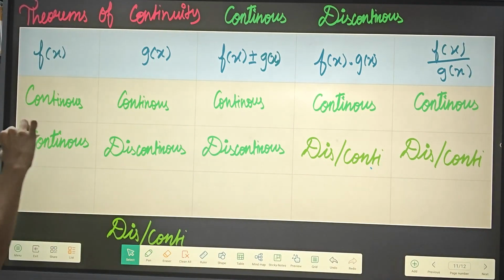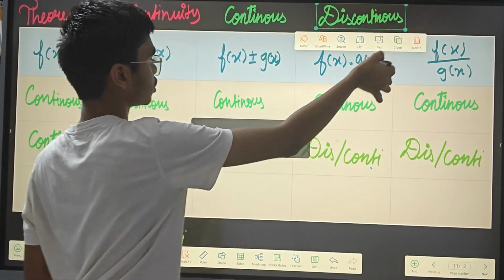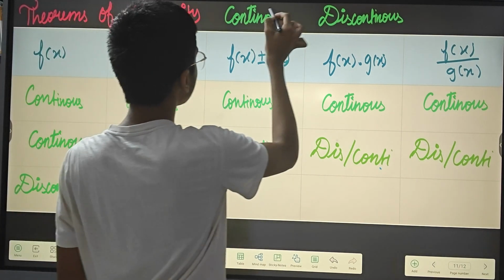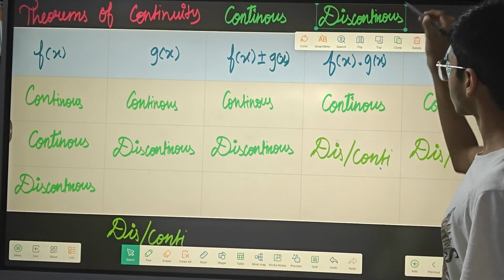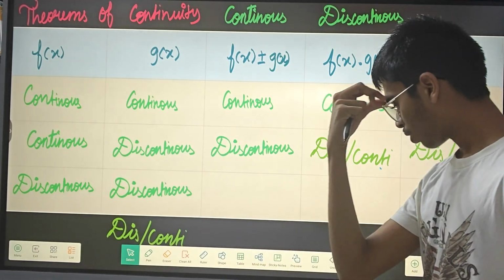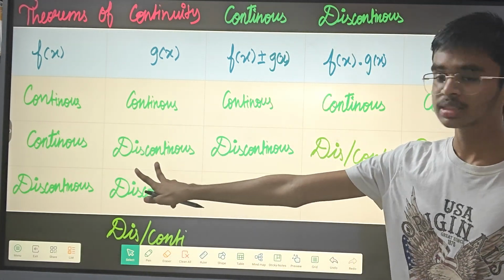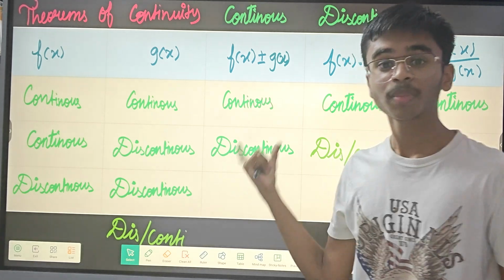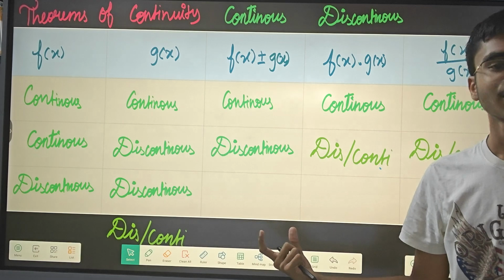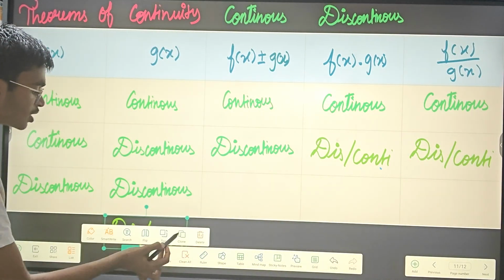Next is f of x is discontinuous, and g of x is also discontinuous. Then what about f of x plus or minus g of x? If you check it very carefully, when f of x is continuous and g of x is discontinuous, you got discontinuous. But when f of x is discontinuous and g of x is discontinuous, here you cannot determine.